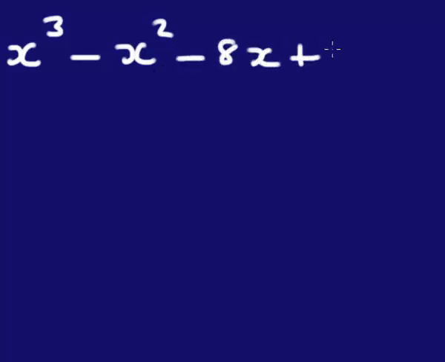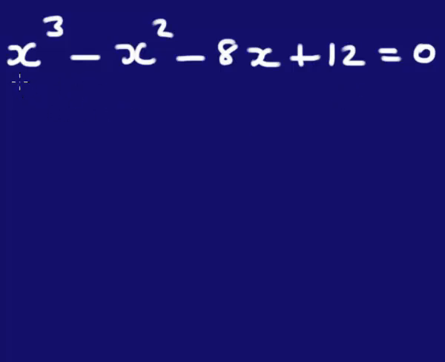Well, grade 12s, I want you to have a look at this cubic equation. Have a look at this one: x cubed minus x squared minus 8x plus 12 equals 0. You've got to solve for x here. So let's go and have a look at the grouping technique.